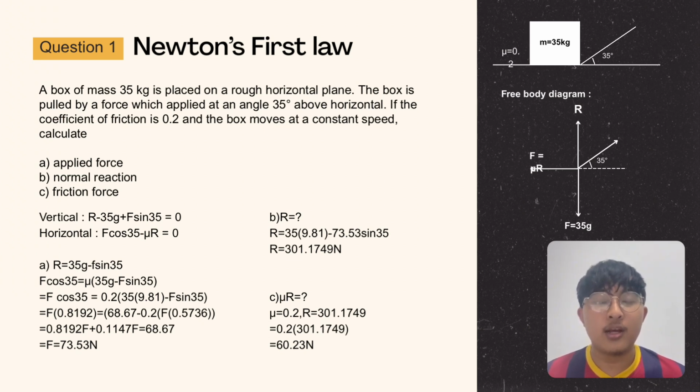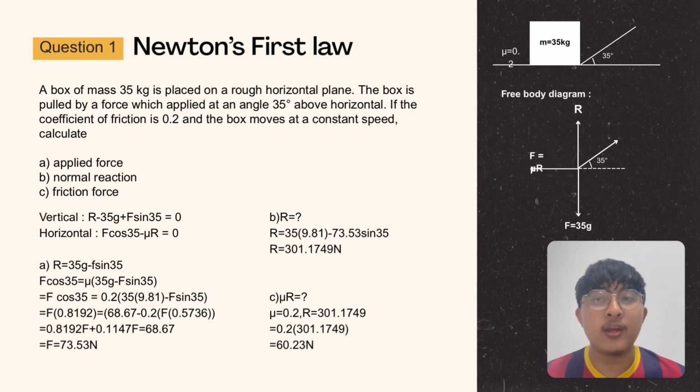So first of all, let's draw the free body diagram. As you can see above me, there's a free body diagram that I already drew. So to solve A, we have to find the vertical and horizontal forces. After we find both of these forces, we do the simultaneous equation, and we get F equals 73.53 Newton.